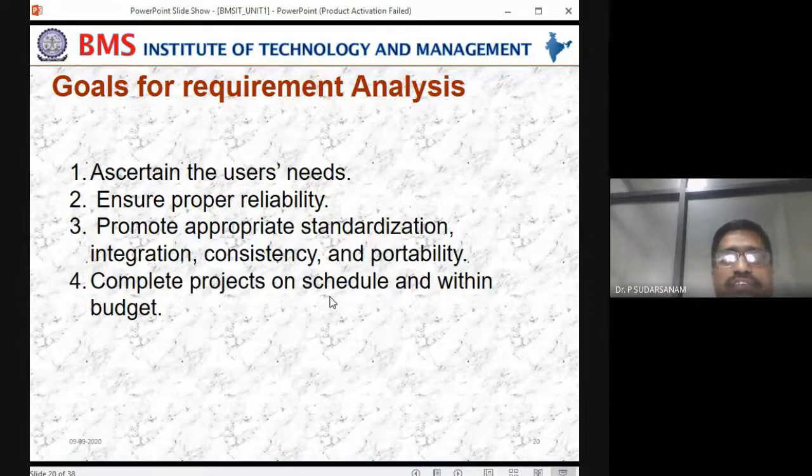We need to identify the users and the users' needs for that particular project. You need to identify this first itself. You have already learned software engineering also, and in a similar fashion we have to do it here. Next is reliability, which we have already discussed. Next is how you will be integrating, and portability and consistency, which we discussed yesterday. Next is completing the project on schedule. Those five points we discussed are covered briefly here.